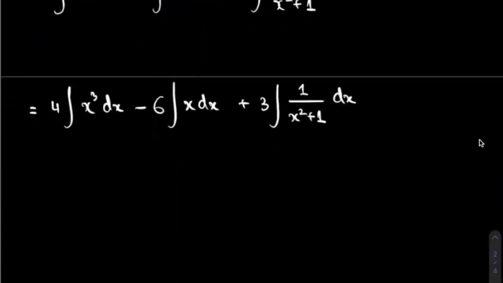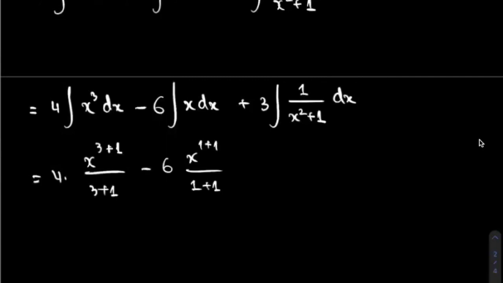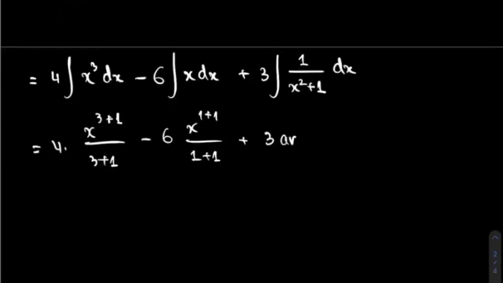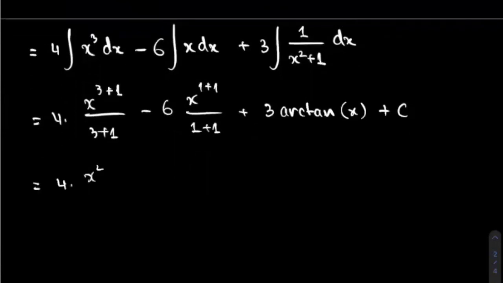The indefinite integral of x cubed is x to the 3 plus 1 divided by 3 plus 1, so we get 4 times that, minus 6 times x to the 1 plus 1 divided by 1 plus 1. For the first two integrals, I use the power rule for antiderivatives. Plus 3 times the antiderivative of 1 over x squared plus 1, which is the arctangent of x. You don't need multiple plus c's, just one plus c at the end is sufficient. Then you simplify and get 4 times x to the 4th divided by 4, minus 6 times x squared over 2, plus 3 times arctangent of x, plus c.